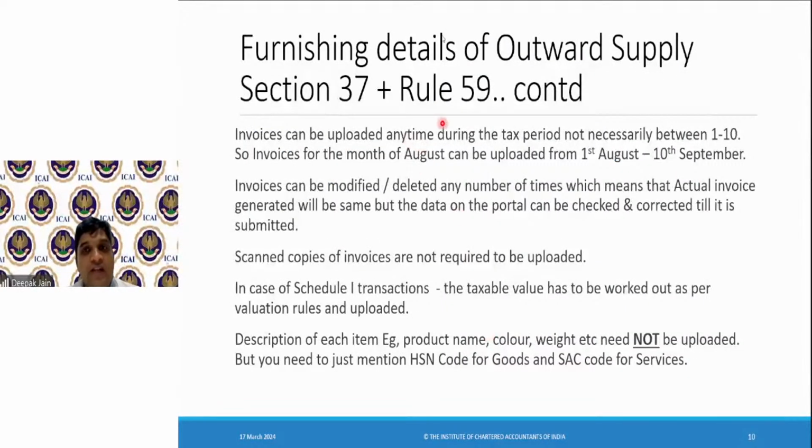Now, furnishing details of outward supply: invoices can be uploaded anytime during the tax period, not necessarily between 1 to 10. So for invoices for the month of August, this GSTR-1 can be uploaded from 1st to 10th September. Okay, so you can do the uploading. When you have to submit it, the 11th is the date. During the month, whatever sales you do, you can keep uploading, but it will not get submitted. The submission will happen by the 11th.